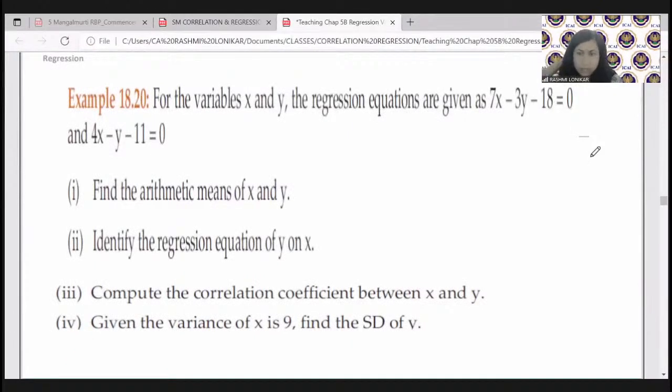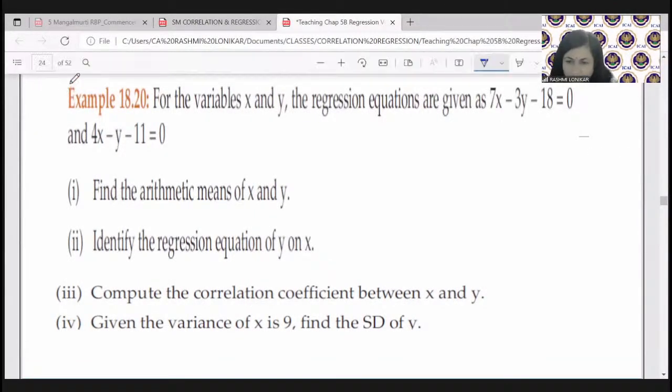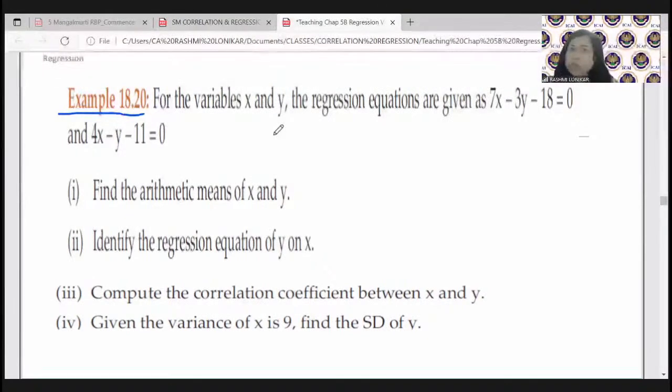Okay. Now the next sum is for the variables x and y, the regression equations are given as. Okay, you will have to correct this because this is from the old study materials. So the example number may have changed. This may be 16.20. Okay, just check with that. It's not 18 in your study material. And always remember, always use the latest study material that the institute has uploaded on the website. Okay. So for the variables x and y, the regression equations are given as this and this. Find the arithmetic mean of x and y and identify the regression equation of y on x.